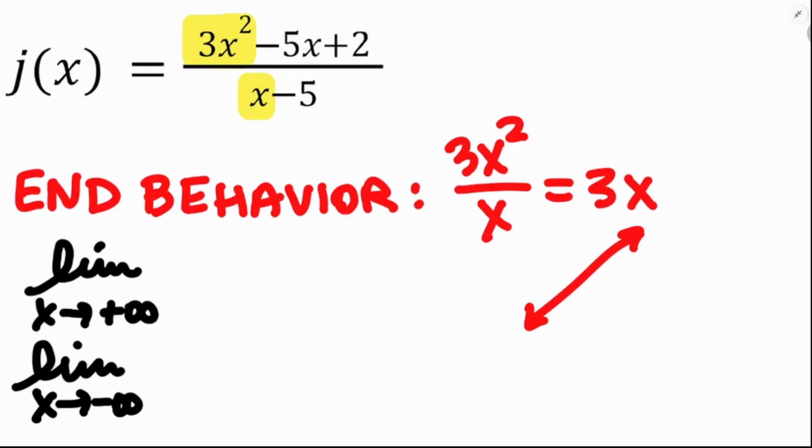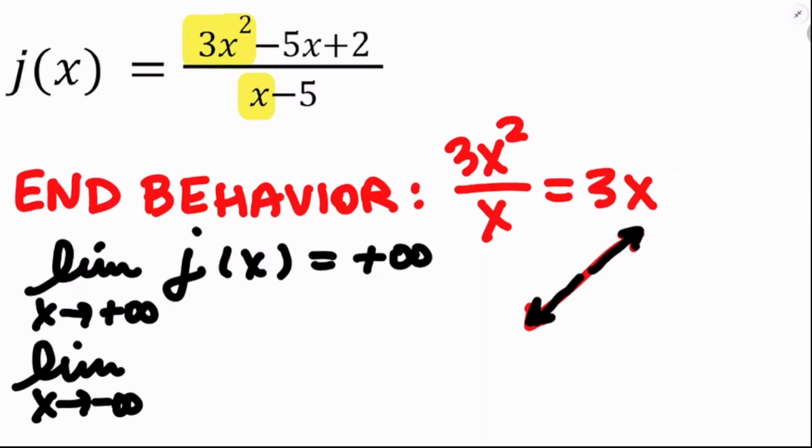We're interested in the end behavior, so the limits as x approaches infinity and negative infinity. As x approaches infinity, j of x appears to also be approaching positive infinity, right? I'm going up here as I go to the right on the line. Then as I go to the left, I'm going downhill, so the limit of j of x as x approaches negative infinity is going to be negative infinity.